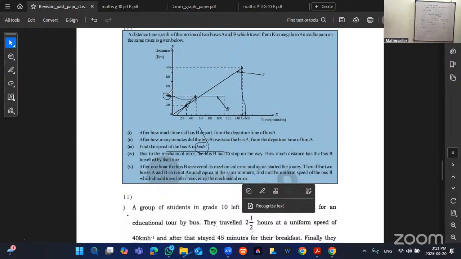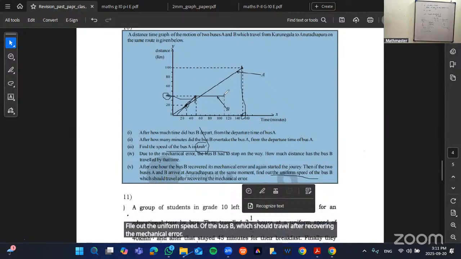Question number 5. They say after 1 hour, the bus B recovered from its mechanical error and started the journey again. Right. So after 1 hour means, right. Then if the two buses A and B arrive at Nuladpur at the same moment, find out the uniform speed of the bus B which it should travel after recovering from the mechanical error. Right, okay.